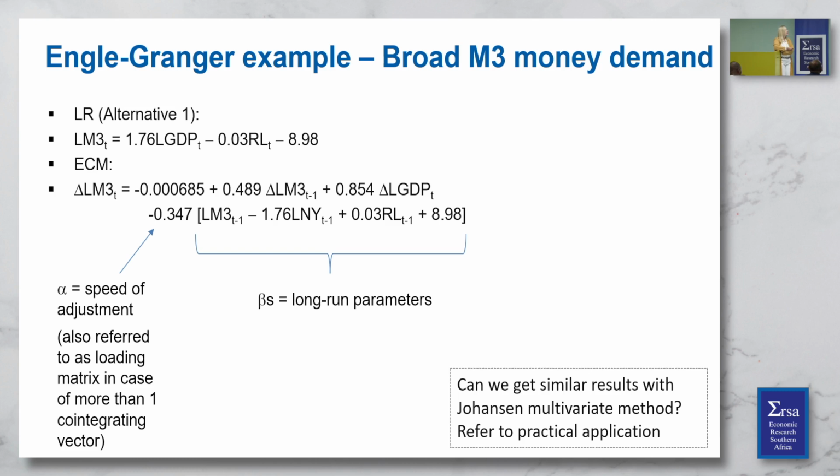The question is, this I have obtained with the two-step Engle-Granger procedure. What if I present the multivariate Johansen process with the same data? With this data, what long-run parameters will it come up with? Do you think a similar result or a different result?